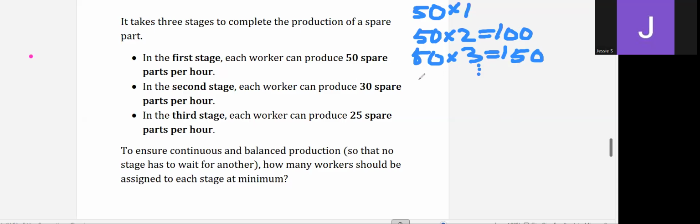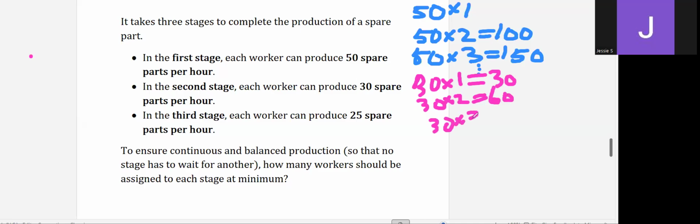Okay, so one person in 1 hour can make 30 spare parts. What about 2 workers? 2 workers per hour can make 60 spare parts. What about 3 workers? 3 workers can make 90 spare parts per hour. Again, the number also goes on. Now let's look at stage 3.